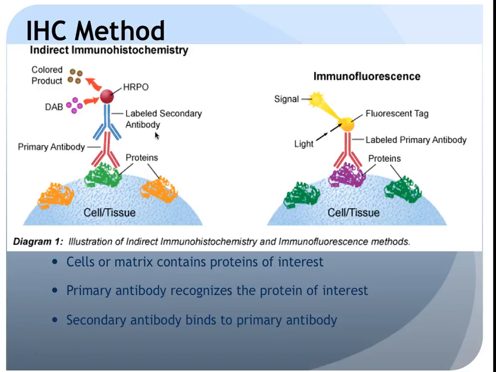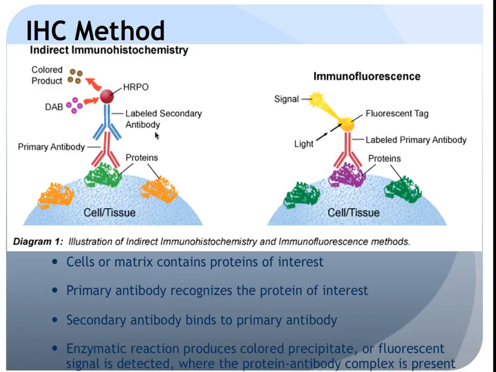And there's two different ways that this can happen, all right? We can either visualize our protein of interest by a precipitate that's formed from an enzymatic reaction, or we can detect direct wavelengths, okay, that are emitted from a fluorescent fluorophore, or a fluorescent molecule, okay? So these are the two that are shown here.